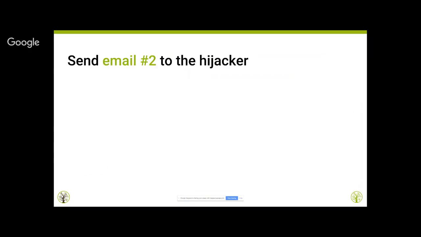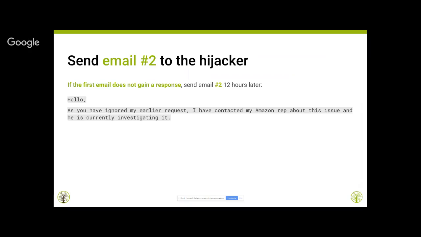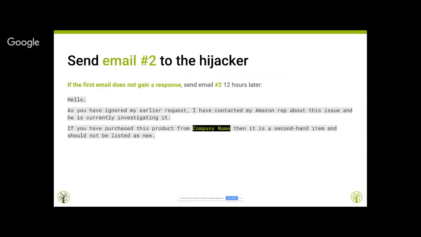Then email number two. So this occurs if they don't respond. If they don't respond to you in that 12 or 24 hours, whatever you put on it, you're going to say, hello, as you've ignored my earlier response request, I've contacted my Amazon rep and they're investigating this. If you purchase the product from our company, then it's secondhand and it should not be listed as new.